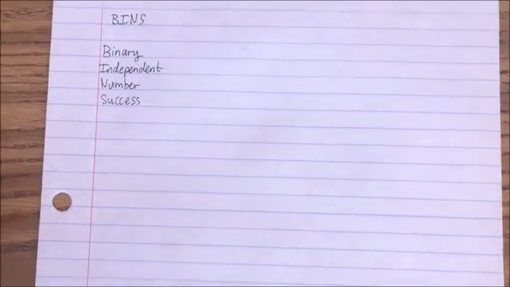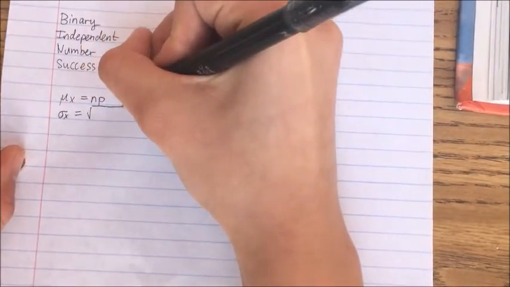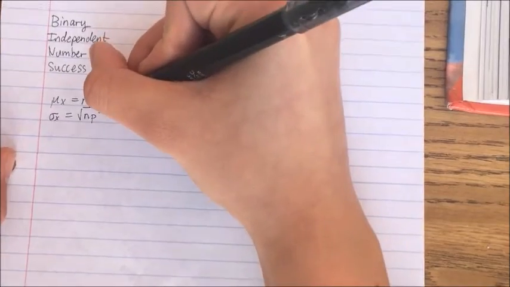By the way, in a binomial setting, if we want to determine the mean and standard deviation, these are the equations. The number of trials N times the probability P is the mean. For the standard deviation, it is equal to the square root of the number of trials N times the probability P times 1 minus the probability P.